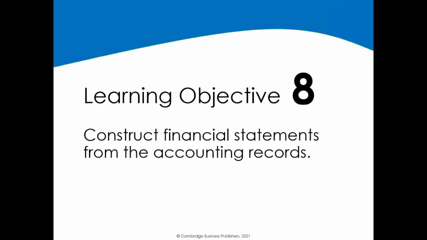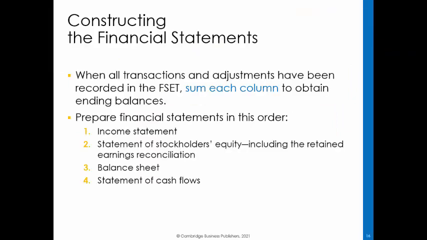In this learning objective, we will cover the preparation of the financial statements from the accounting records. After all of the transactions and adjustments have been recorded, then the accounts are summed to obtain the ending balances. A trial balance is normally run to make sure that the accounts are in balance both before and after the adjusting entries. Next, the financial statements are prepared in the order shown in this slide.